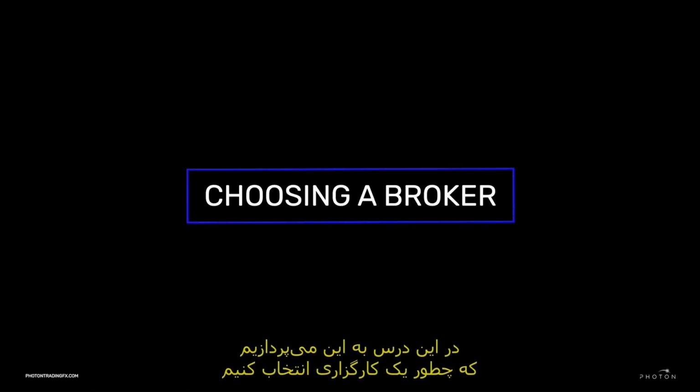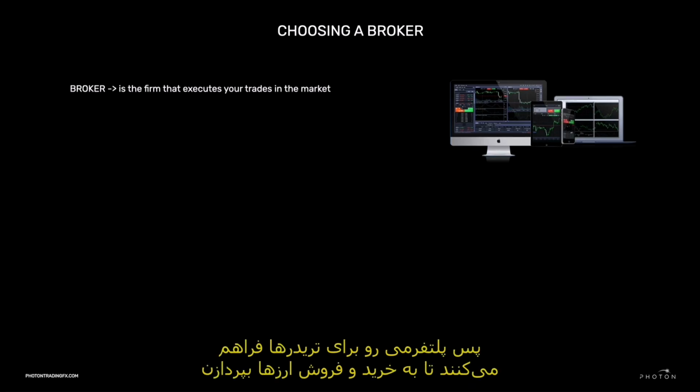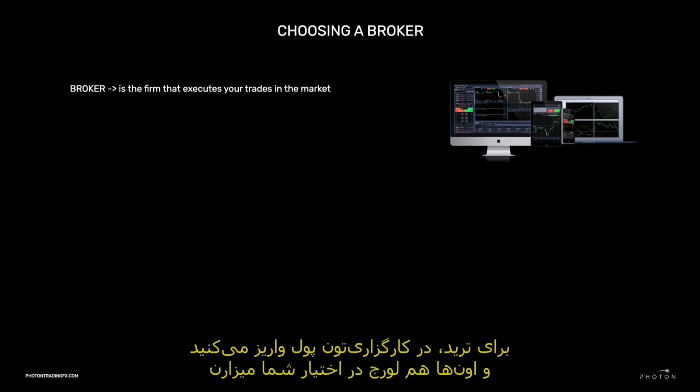Now we're going to look at how you can go about choosing a broker. A broker is very simply just a firm that executes your trades in the market. They provide traders with access to a platform to buy and sell currencies, and your broker is where you will deposit your capital to trade with, and they will provide you with leverage.